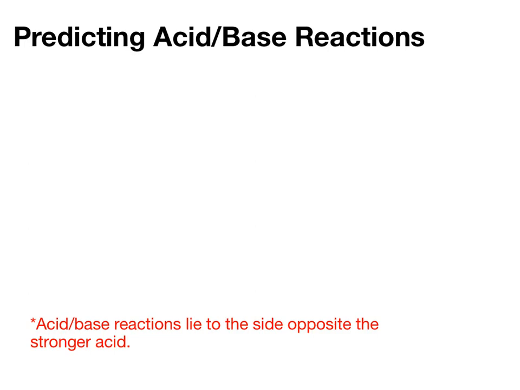Here we're going to look at predicting acid-base reactions, and we're going to do it using pKa values for now, and later we'll learn some other ways to make these predictions. So let's start with an example. Let's say we're reacting this carboxylic acid with hydroxide.